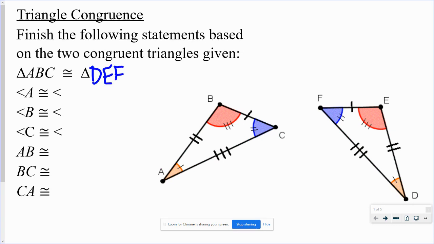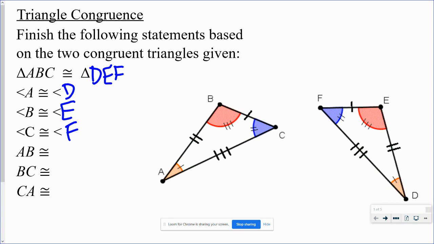Now, again, this statement gives us everything. Once we have this, or even if we begin with this, they don't even have to give us a picture necessarily. If they just give us that statement, that tells us everything. Okay, so we don't even have to look at this picture anymore. Angle A is going to be congruent to angle D because those are the first ones listed. Okay, they're listed in the same place. Angle B is congruent to angle E. Angle C is congruent to angle F.